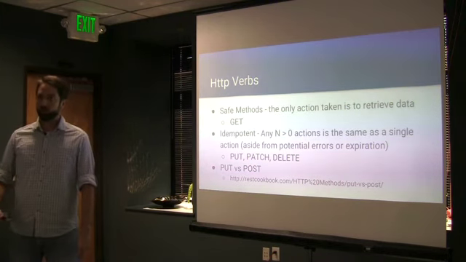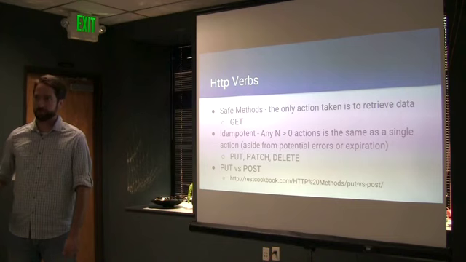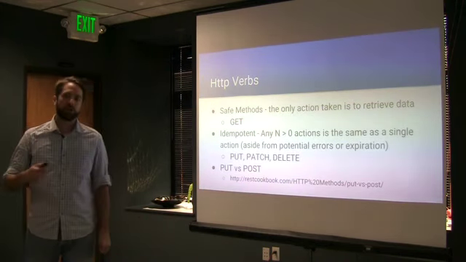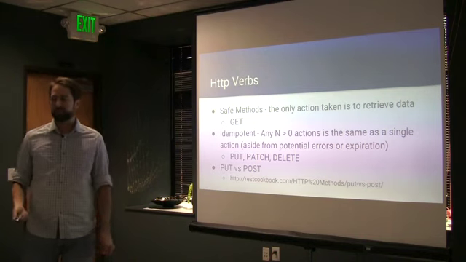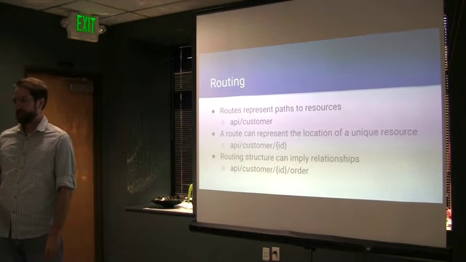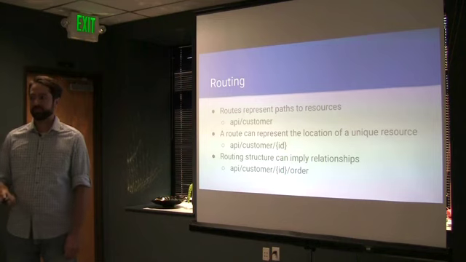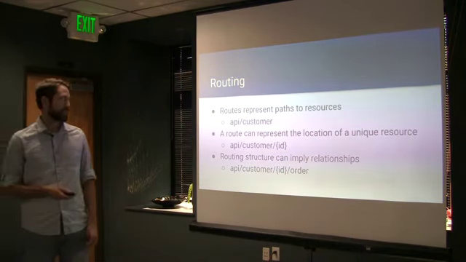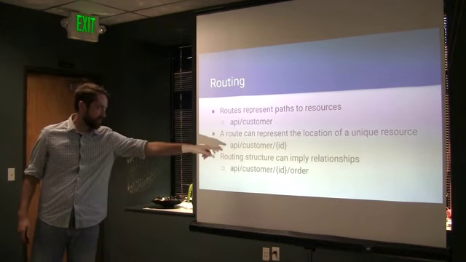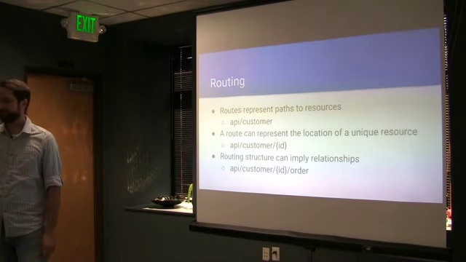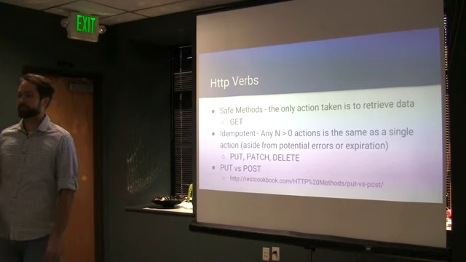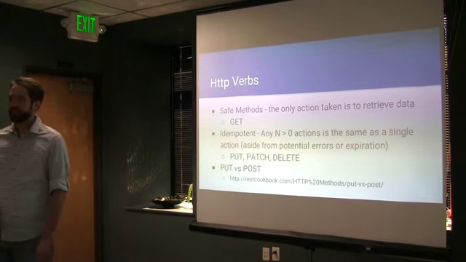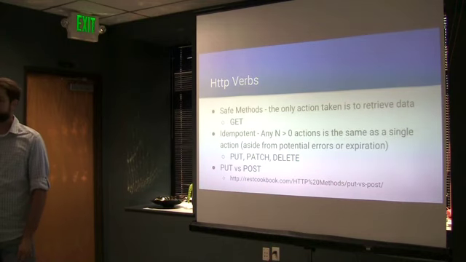So post will create a new object every single time you post. Put, patch, and delete should have the exact same action on that object that is represented by that unique route. So you're looking at a route that can represent the location of a unique resource. So if I wanted to put, patch, or delete this customer with that ID, I would send the verb to that specific endpoint. Within reason, of course, since with delete, once the object is gone, you might get a 404 if you try to delete it a second time.